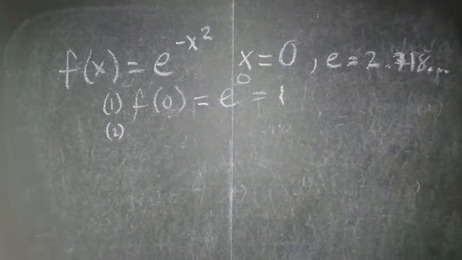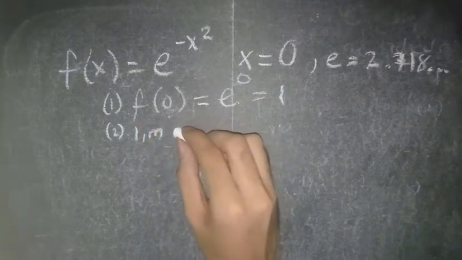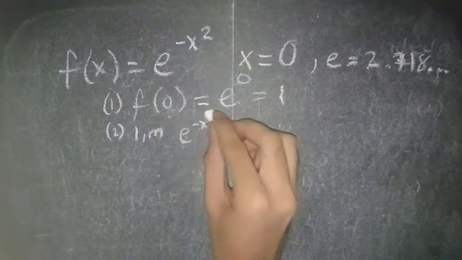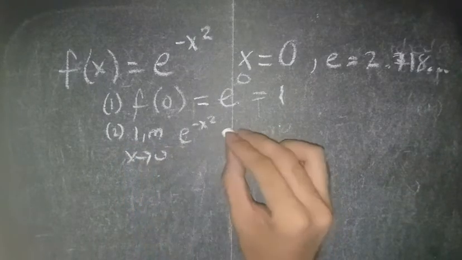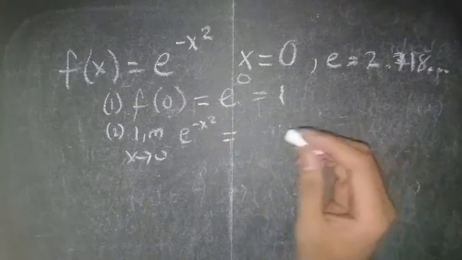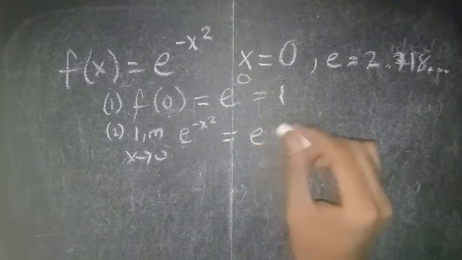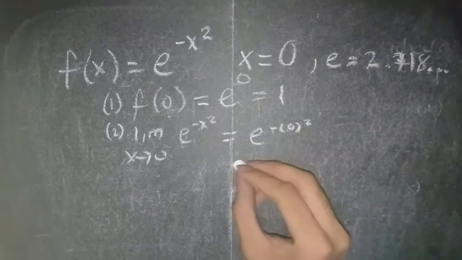By the second condition, the limit of e raised to negative x squared as x approaches 0 is also equal to e raised to 0. By substituting 0 to x, we will have an answer of 1.